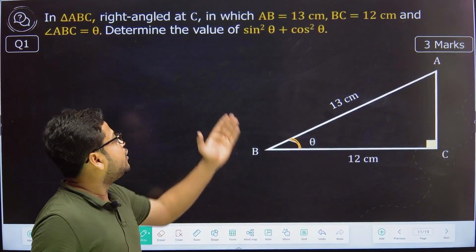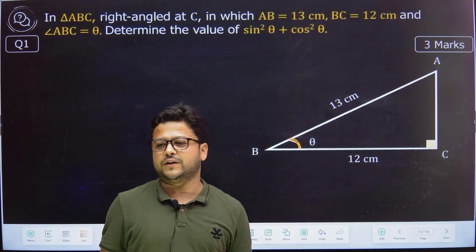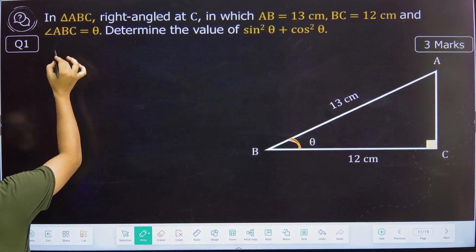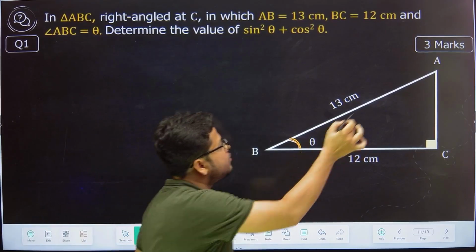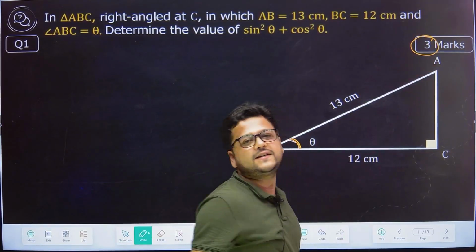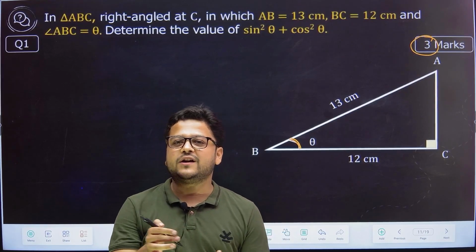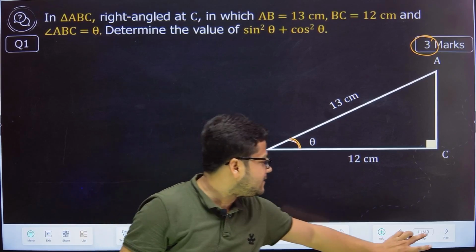You have to find the value of sin square theta plus cos square theta. So let's see how to solve this question, students. We will solve this 3-mark question in 3 different steps, because we should know how to take advantage of step marking. So let's see the first step.